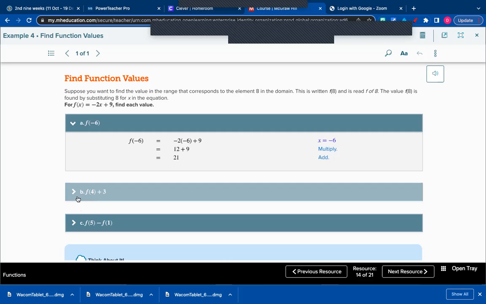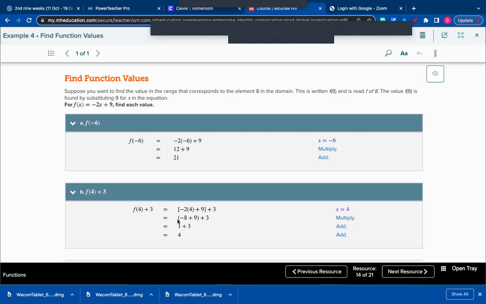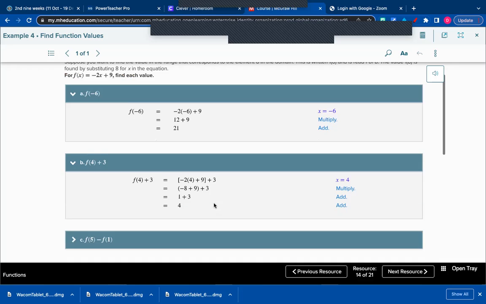Now, look at this next one, f of 4 plus 3. There's still our f of x, negative 2x plus 9. This time we still substitute x with a 4, but we still have to do f of 4 plus 3. We added 3. All we're doing is substituting our value of x in our equation.